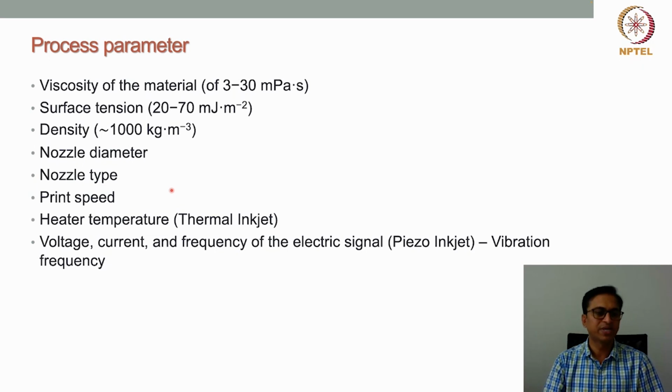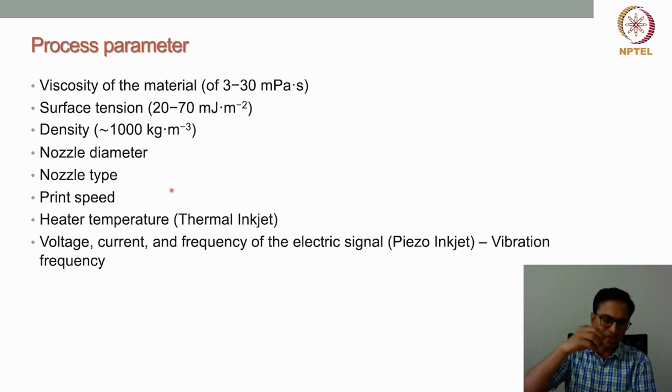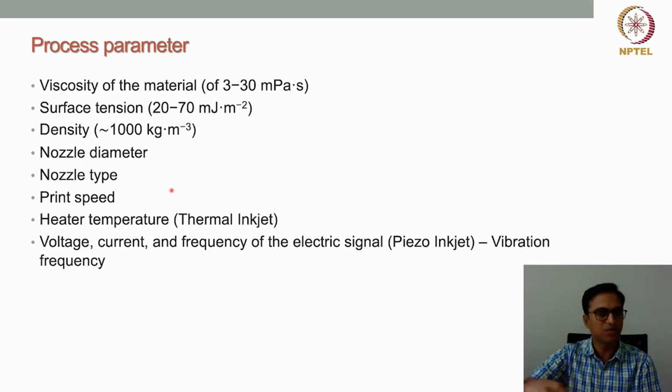Otherwise, what will happen? If your ejection rate is very high but your print speed is low, a huge number of droplets will be delivered to a certain location. Then they will fuse with each other, so you will not get a good distribution, right? But if your print speed is matching with that, then you will get a very good distribution or very good pattern of these droplets.